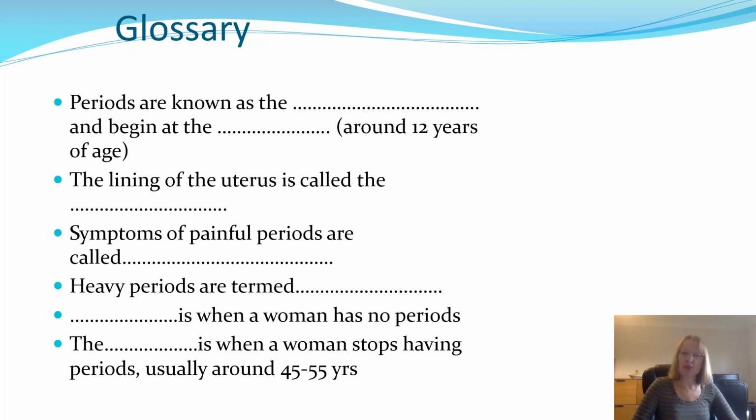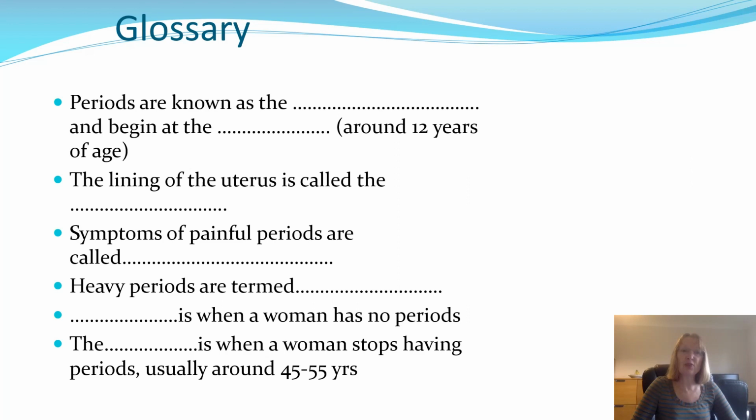Okay, so we've been through several conditions there, menorrhagia and dysmenorrhea, and thinking about menstruation, and there's a whole mass of medical terms associated with that. And if you're going to go and work in a community pharmacy, GP practice, or in a hospital, then you need to know the medical terms for these things.